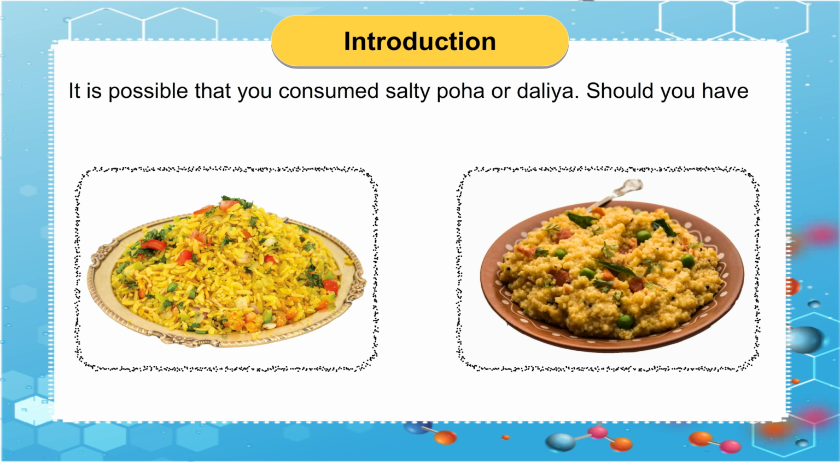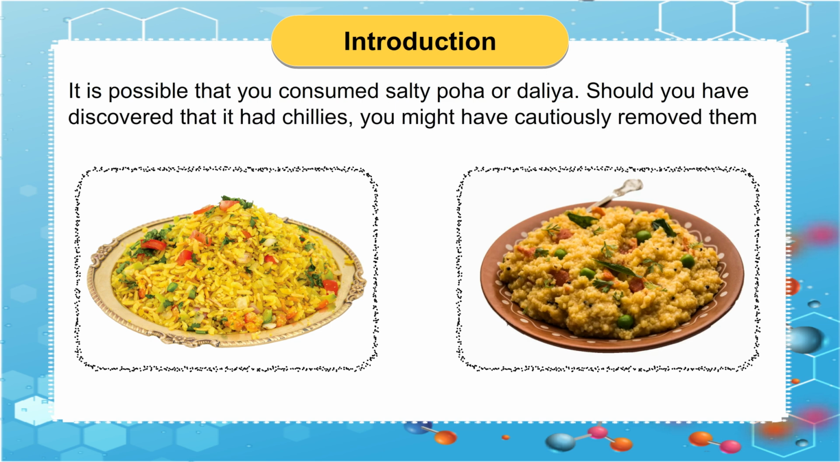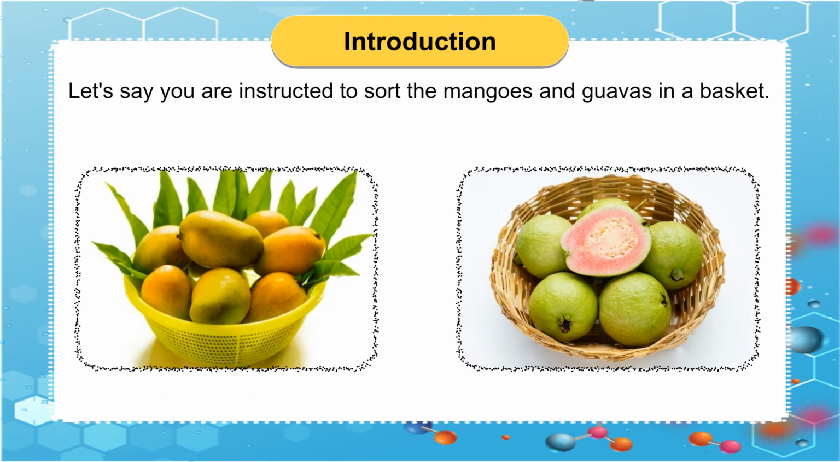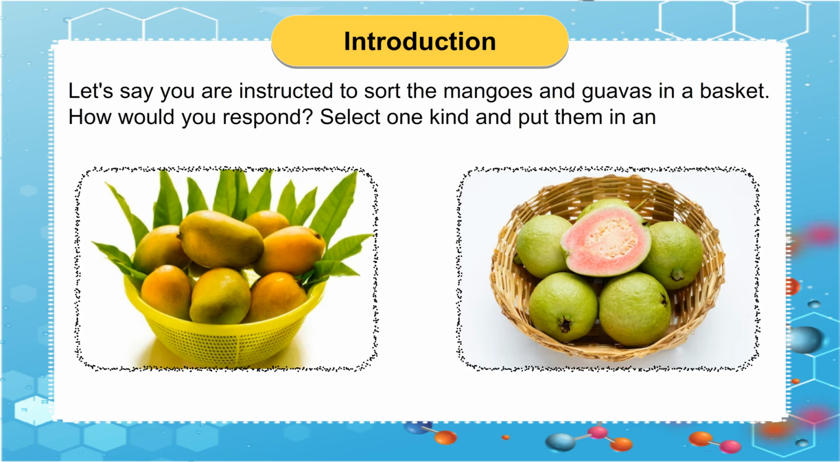It is possible that you have eaten salty poha or dalia. Should you have discovered that it had chilies, you might have cautiously removed them prior to eating. Let's say you are instructed to sort the mangoes and guavas in a basket. How would you respond? Select one kind and put them in an independent container, correct?